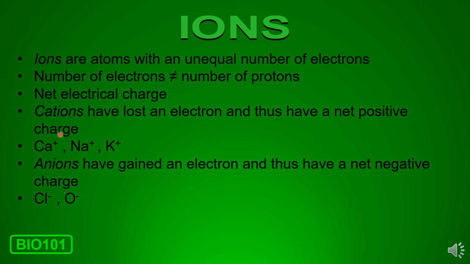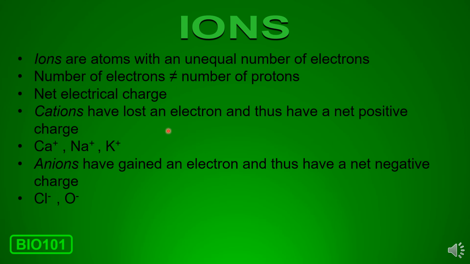And those names are cation. So cations have lost an electron and so have a net positive charge, right? So if you have 6 protons and 6 electrons, and you lose an electron, right? So you have 6 positives, 6 negatives, but you lose a negative, then you have 6 positives and 5 negatives, which means you have a net positive charge.